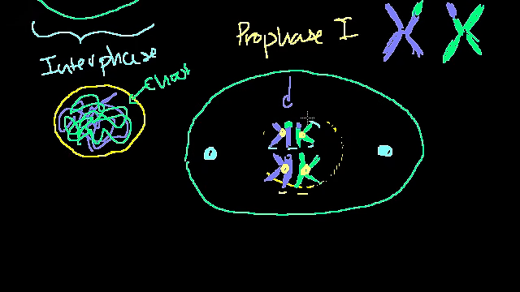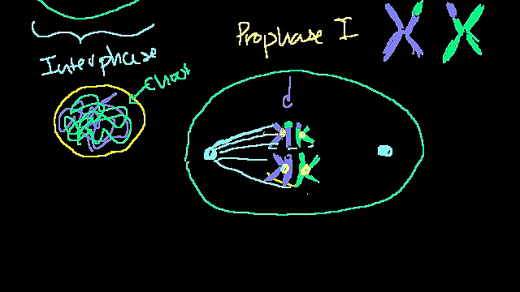Let me erase all of that. And of course, we have the spindle fibers that have been generated by now with the help of the centrosomes. And some of them, we learned, this is exactly what happened in mitosis. They attach to the kinetochores, which are attached to the centromeres of these chromosomes. Now, what's interesting here is that they each attach.